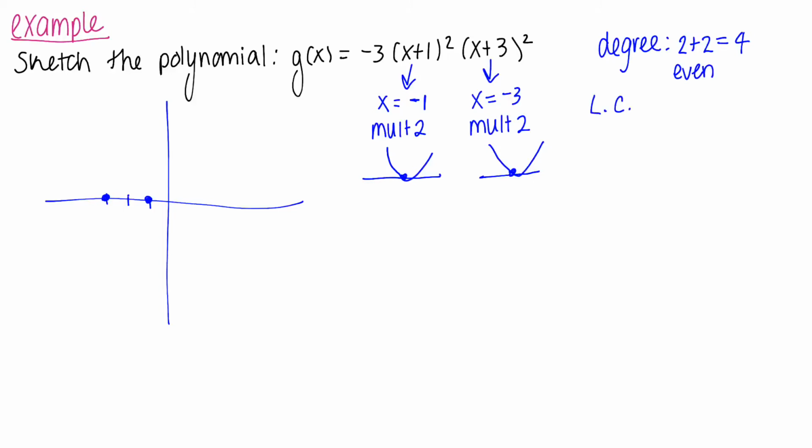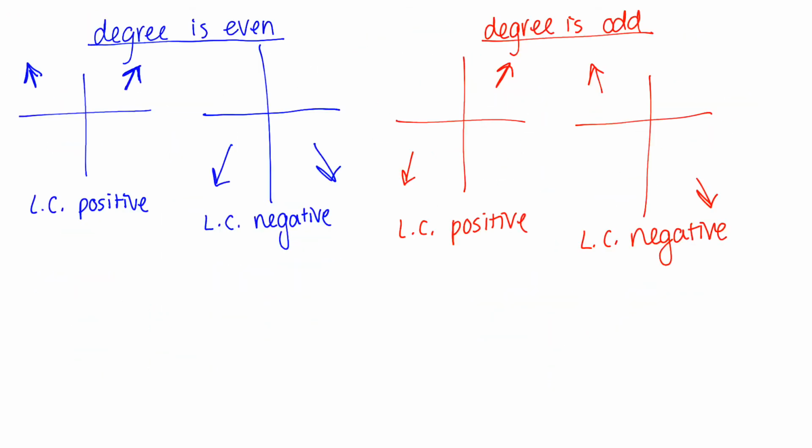The leading coefficient, you're really just taking whatever the x term is and applying whatever exponents are on it, and then whatever is out front. So this would be a -3, an x squared, which would give you -3x to the 4th. So it would be a negative leading coefficient. So even degree, negative leading coefficient. We're looking at this picture here, so it should go down in both directions.